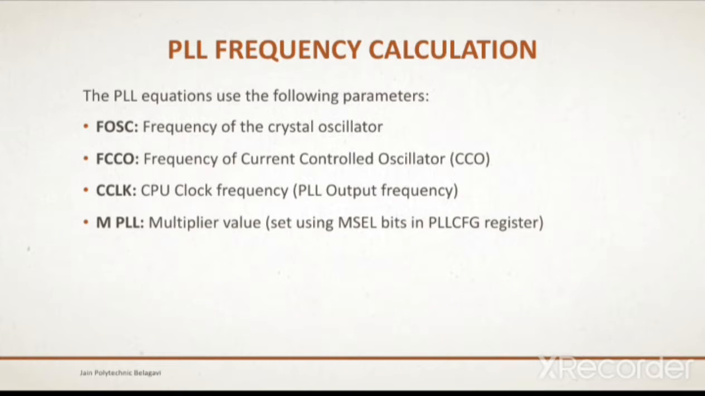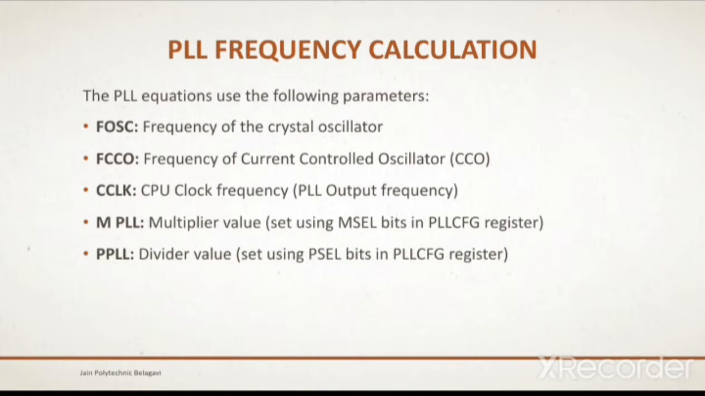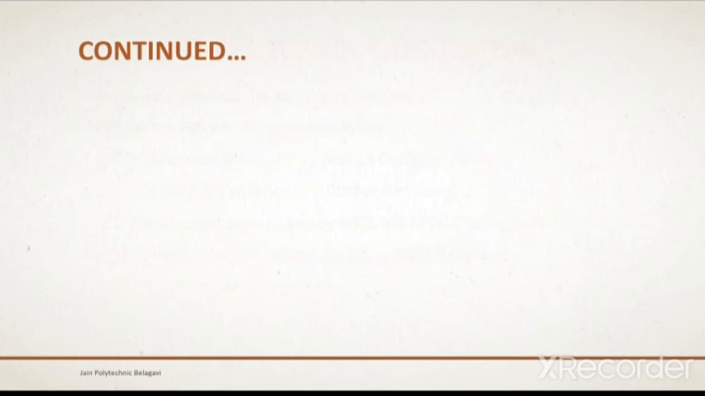Next is MPLL, that is the multiplier value, which is set using the MSEL bits in the PLL CFG register. Next is PPLL, that is the divider value, which is set using the PSEL bits in the PLL CFG register. Next is PCLK, that is the peripheral clock or external clock from CCLK.